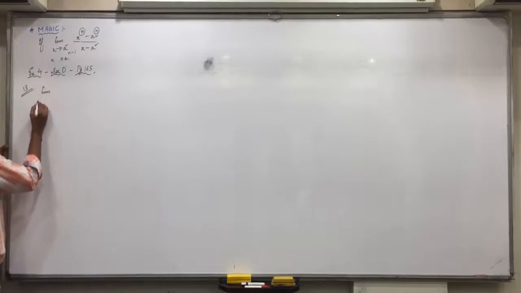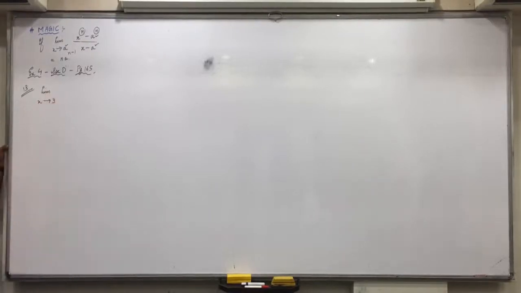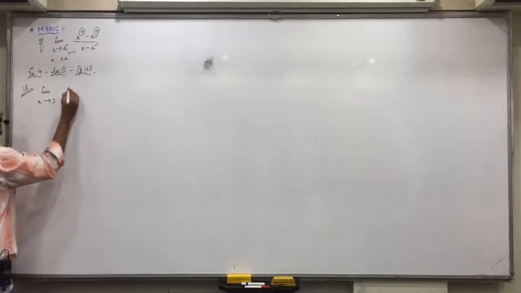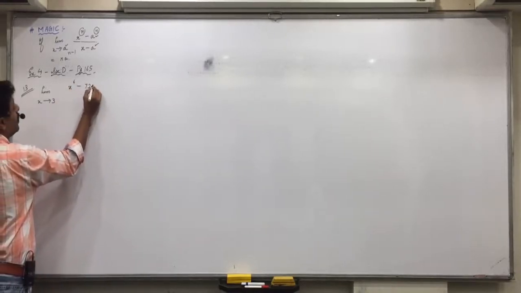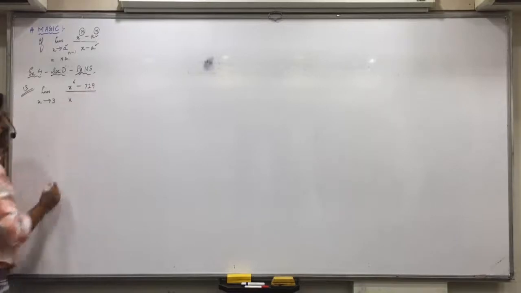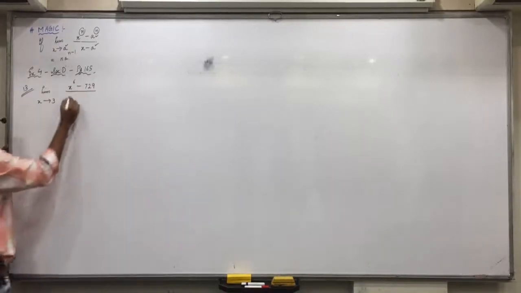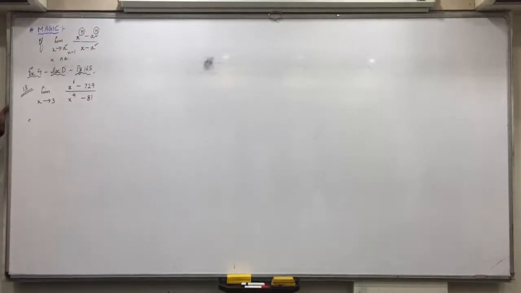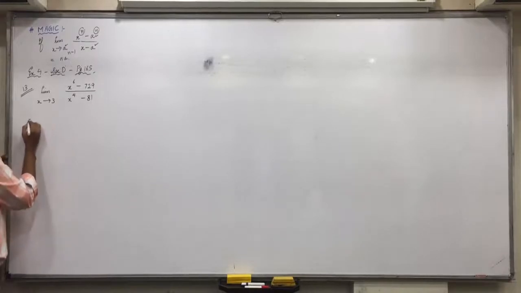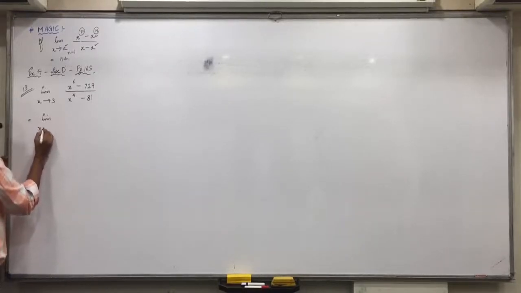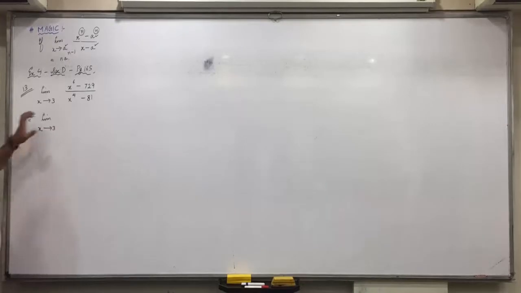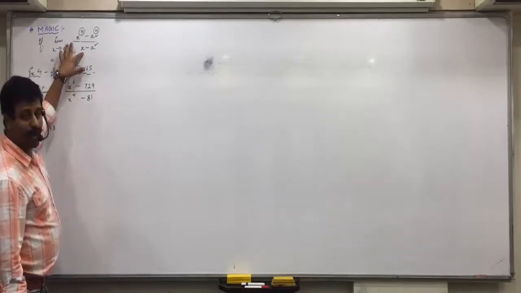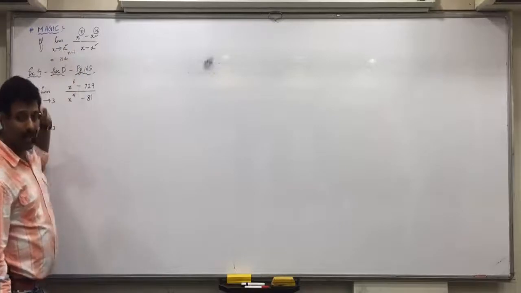Limit x tends to 3, (x raised to 6 minus 729) divided by (x raised to 4 minus 81). Now, listen carefully to what we are supposed to do. Okay? Put your pen down. Limit x tends to 3. We have to convert this question into this type of order. Then only we can use the formula n a raised to n minus 1.